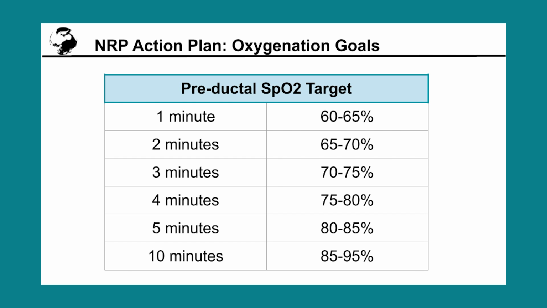Within 4 minutes following birth, the oxygen should be up around 75 to 80%. After 5 minutes, the saturation should be between 80 and 85%. Within 10 minutes after birth, the baby's oxygen saturations should comfortably be between 85 and 95%.